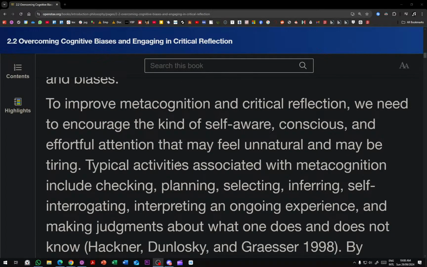To improve metacognition and critical reflection, we need to encourage the kind of self-aware, conscious, and effortful attention that may feel unnatural and may be tiring.